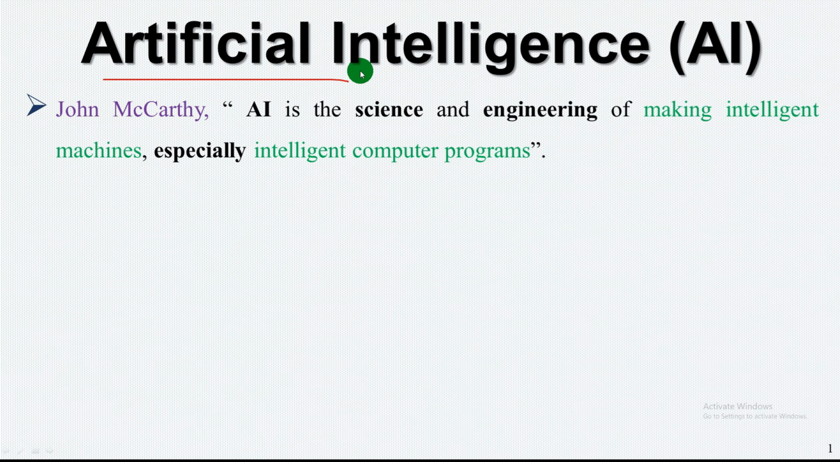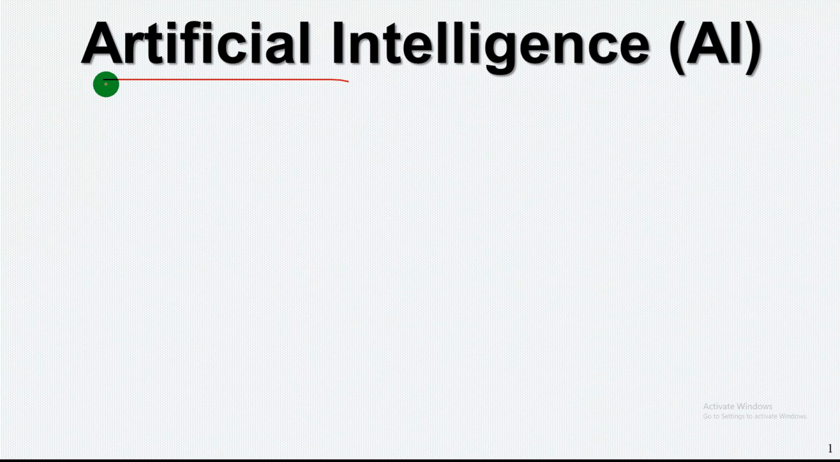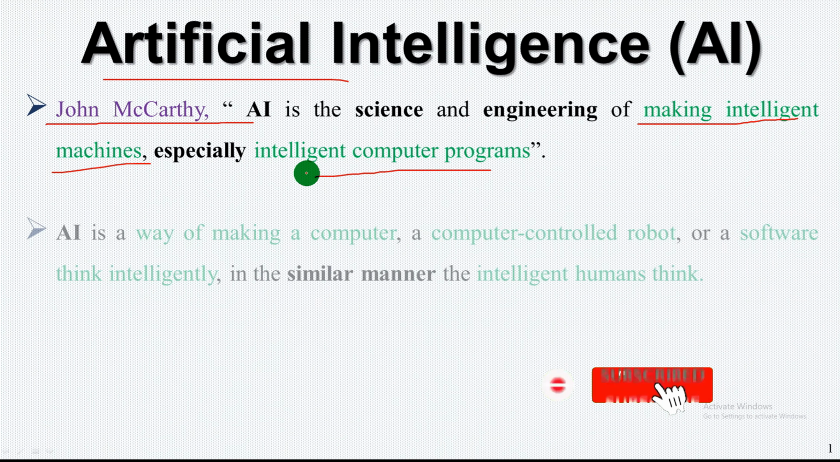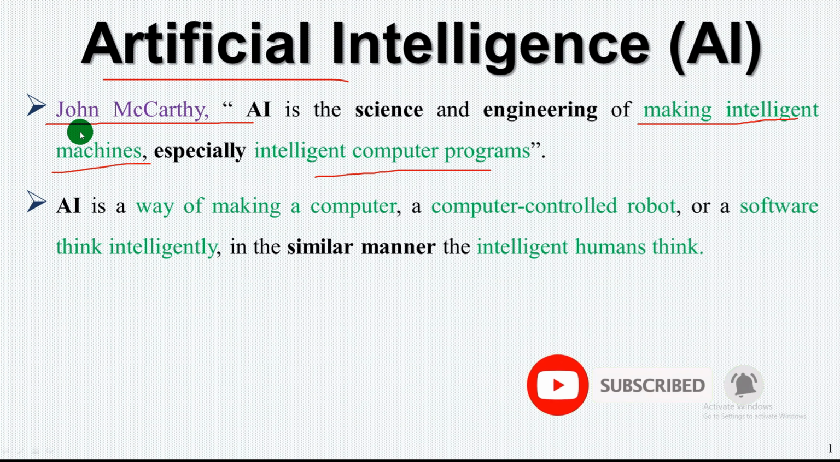In the previous 2 videos we have seen the basic concept of intelligence and also the components of intelligence. In artificial intelligence, let's define artificial intelligence or AI. As John McCarthy defines, AI or artificial intelligence is the science and engineering of making intelligent machines, especially intelligent computer programs. We call it AI. AI means the output of science and engineering which makes intelligent machines as well as special intelligent computer programs. We call it AI, or artificial intelligence, as defined by John McCarthy.